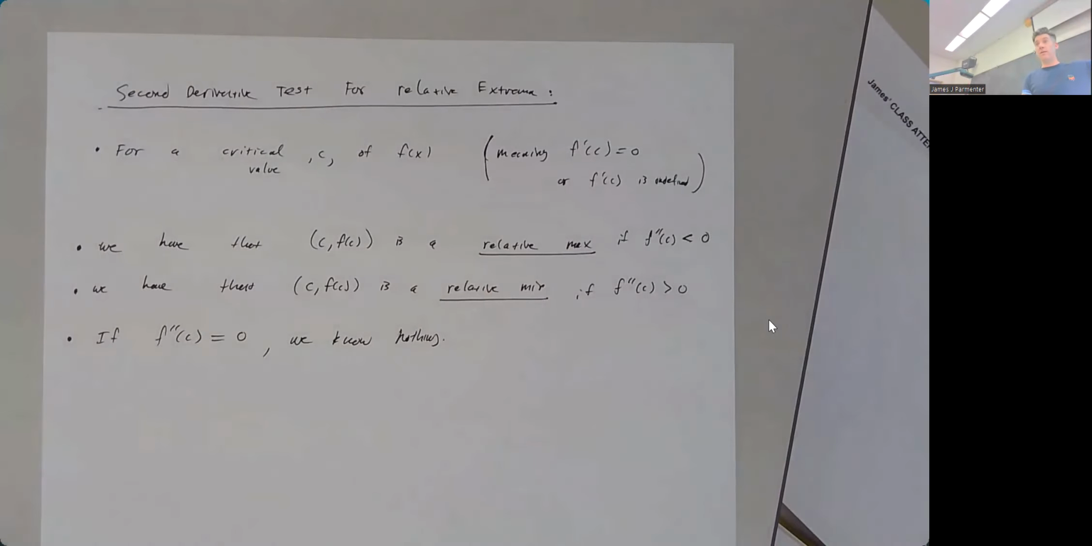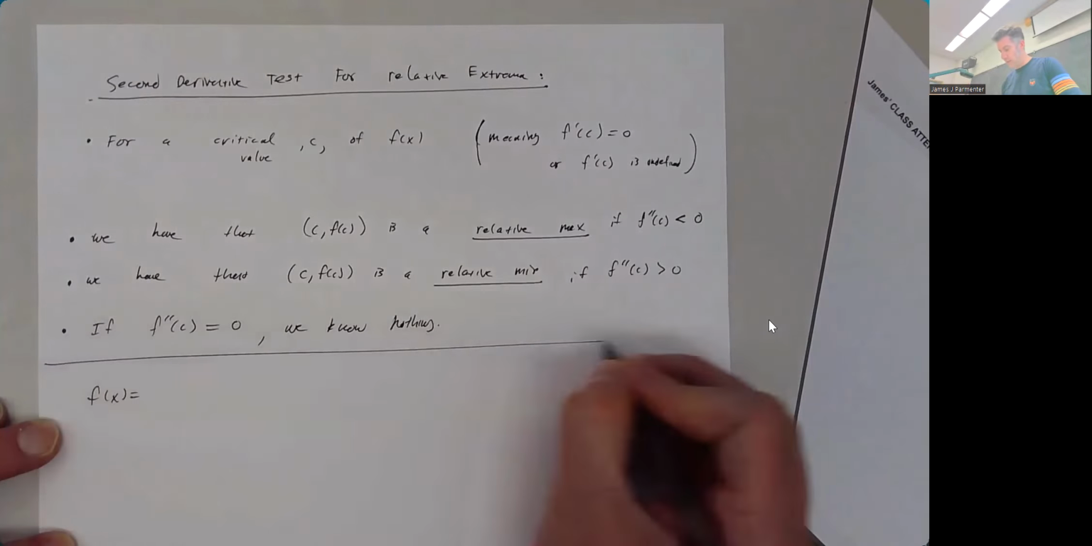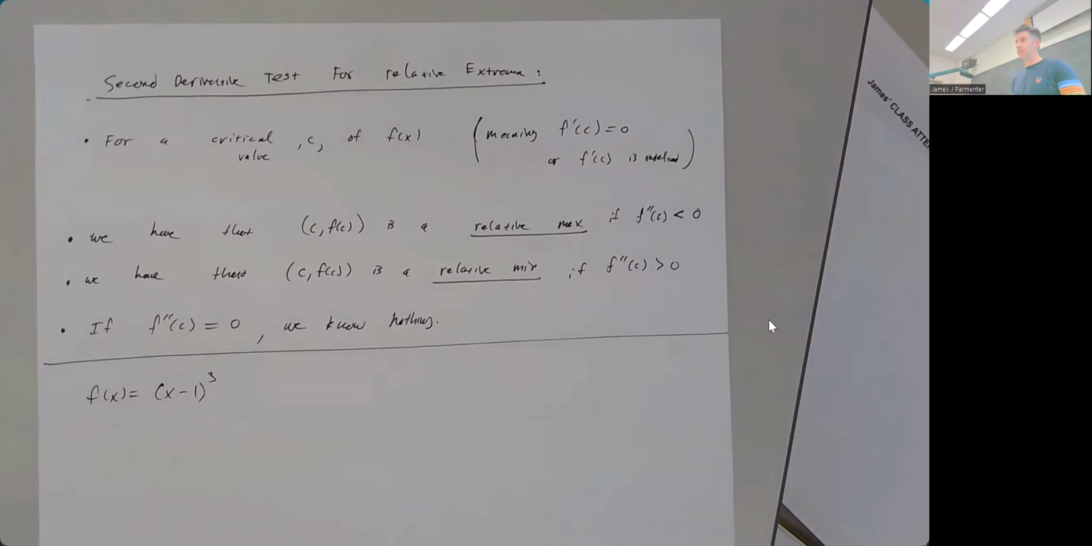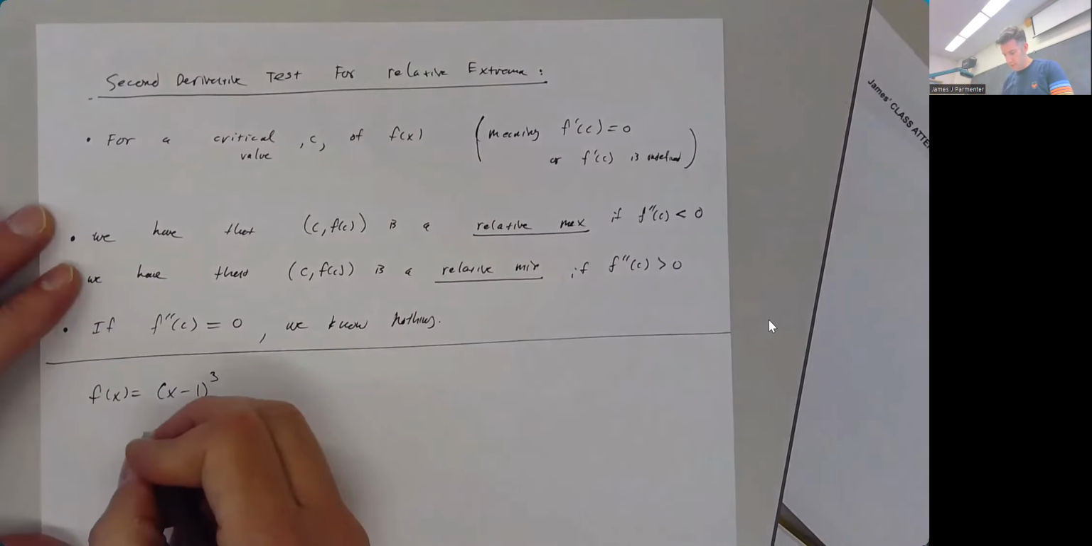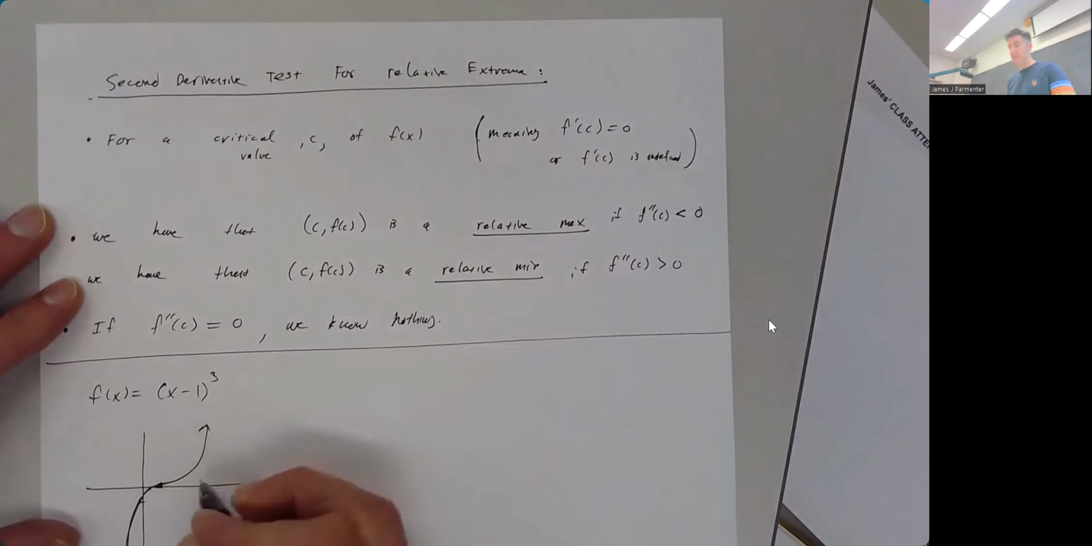Here's some examples of what I mean. So two examples to take this to heart. f of x equal to x minus 1 to the third. You know what this looks like, or you have a decent idea of what it looks like. x to the third, usual cubic graph. I'm shifting this 1 to the right. So this graph has an inflection point at 1.